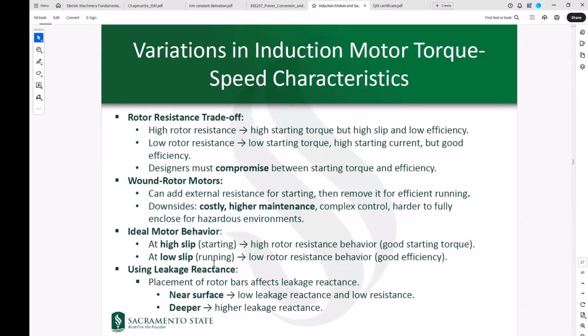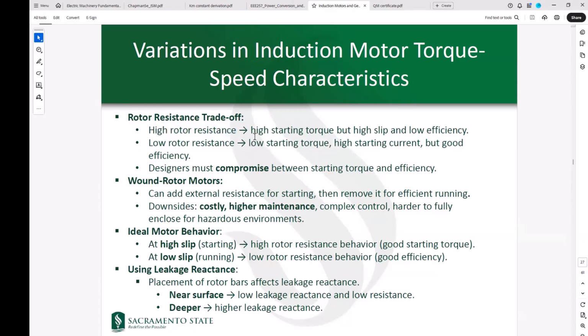Okay, so we talked about the torque speed characteristic and how you can bring changes to that characteristic for the maximum torque to happen at startup conditions. So we came up with this rotor resistance. However, this rotor resistance approach has some trade-offs. You need to increase the rotor resistance, right?